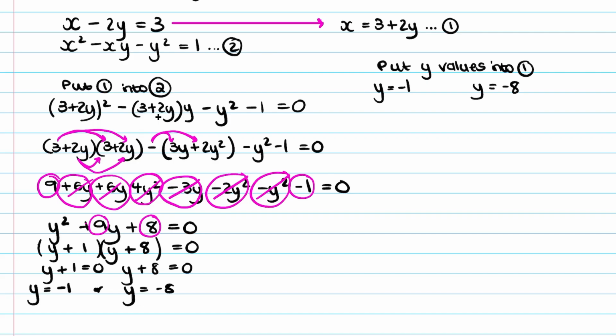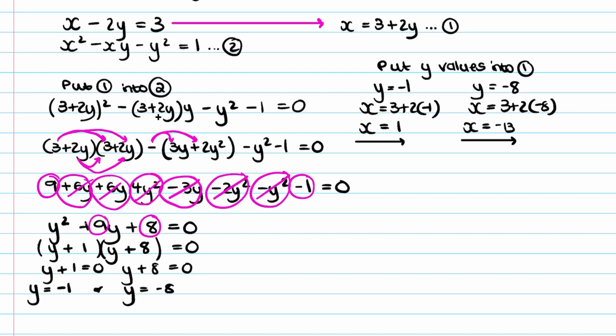And then we are simply going to plug it into our equation. So we're going to have x is equal to 3 plus 2 times -1. And that is going to give us x is equal to 1. And on the other side, we're going to have x is equal to 3 plus 2 times -8. And that's going to give us x is equal to -13. And those are your answers here.